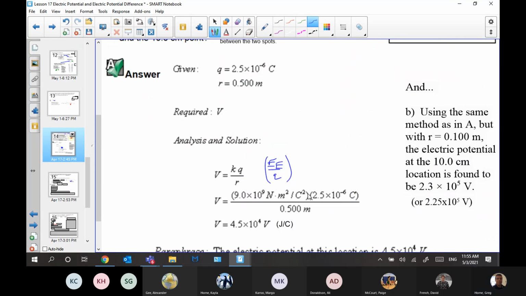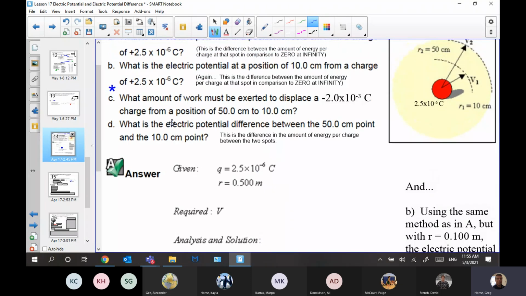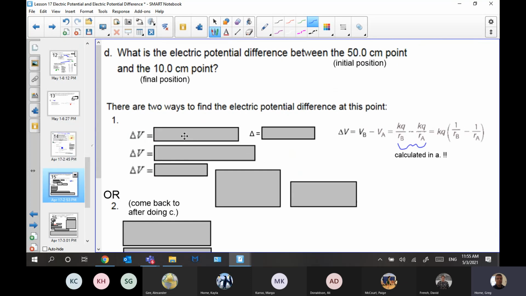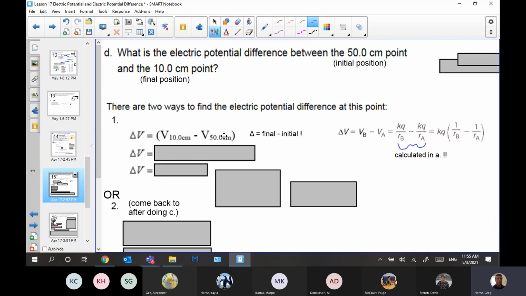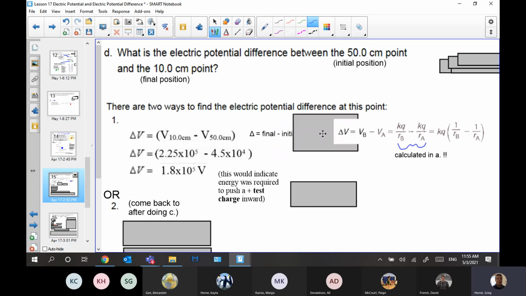So that just gives us the electric potential at each spot. And then if we skip to D, D says what's the electric potential difference? Well, we just want to subtract those two numbers, right? That's just the difference between the two. Literally you could say it's the potential at one, take away the potential at the other. Difference is always final minus initial. So we just subtract those two numbers. So we get delta V equals 1.8 times 10 to the 5 volts.